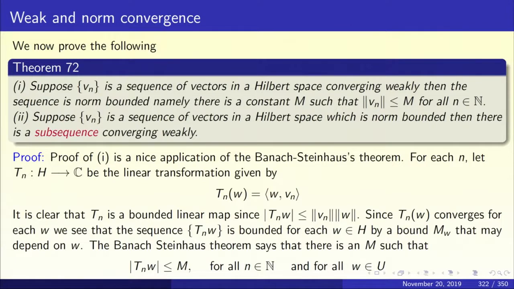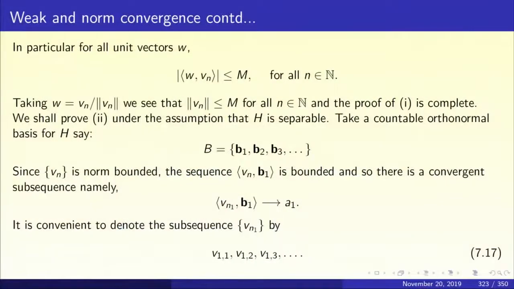So, the sequence Tn w is bounded for each w, and the bound M sub w will depend upon w. The Banach-Steinhaus theorem says that there is a common bound, namely modulus Tn w less than or equal to capital M for all natural numbers n and for all w in the closed unit ball. That is, we have uniform boundedness. So, in particular, the modulus of the inner product of w with Vn is less than or equal to capital M for all n in natural numbers. So, we simply take w to be Vn upon norm Vn, and we immediately conclude that norm Vn is less than or equal to M for all natural numbers, and the proof of the first one is complete.